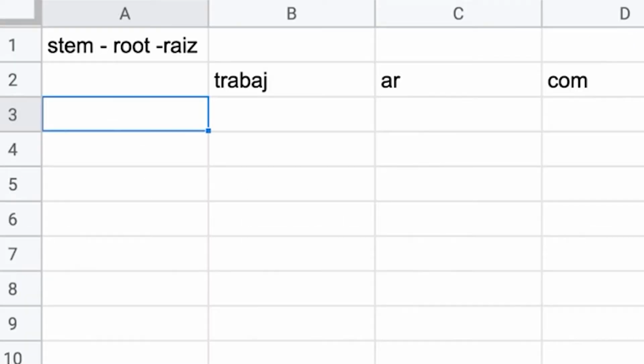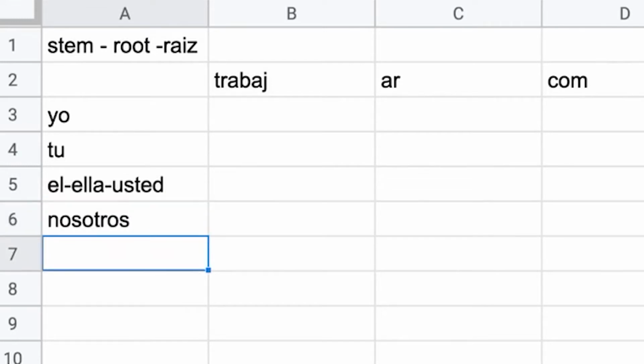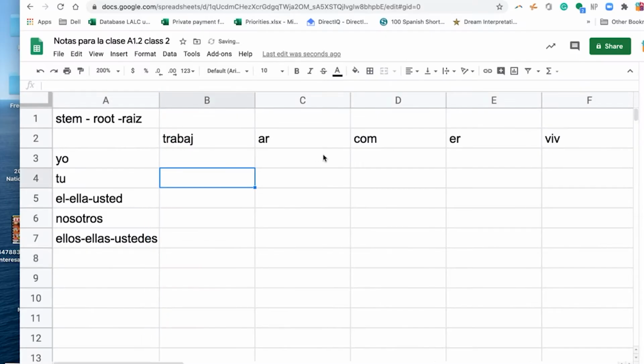So how do you say I? Yo, very good. And how do you say you? Tú. How do you say he, él, or she, ella? Muy bien. And you, formal, usted, correct. And how about us? Nosotros, right? They, masculine, ellos, very good. They, feminine, ellas, correct. And you all, ustedes, very good. So now let's see the stem changing. In this case, they are stem changing. Why? Because the stem changes.